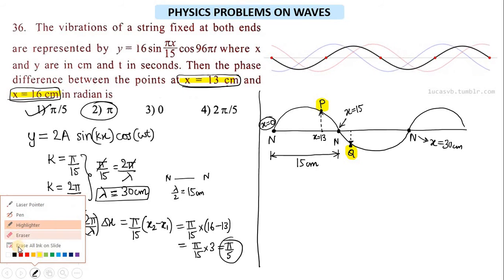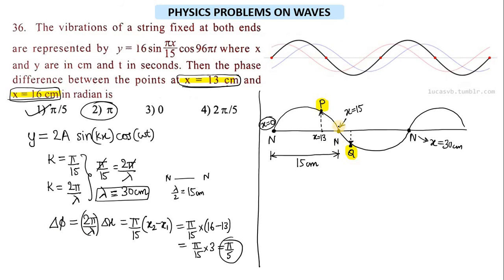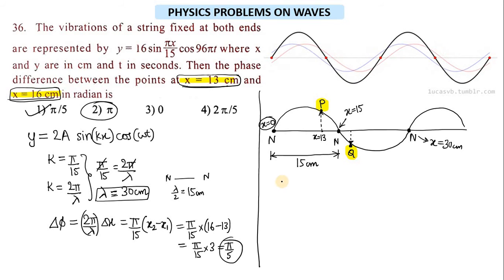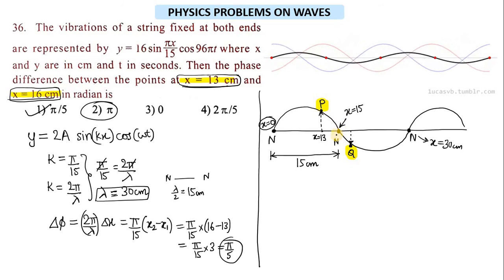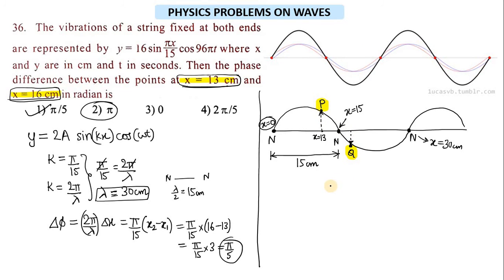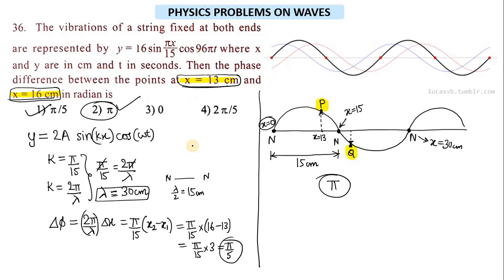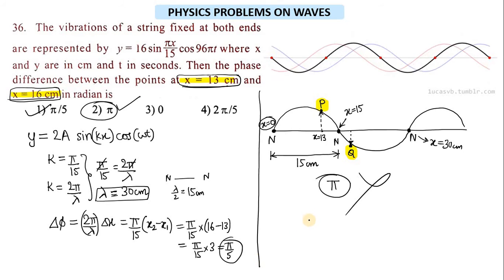So the explanation for the answer is that both of these are located in the opposite loops. That means with respect to the node, P is on the left side, Q on the right side, and P has gone up, Q has gone down. Therefore, the phase difference is taken as pi. The answer is equal to pi. But truly speaking, I don't believe in this solution.